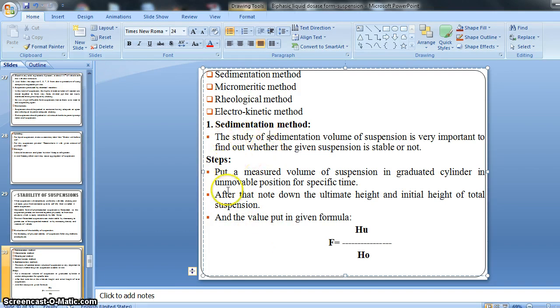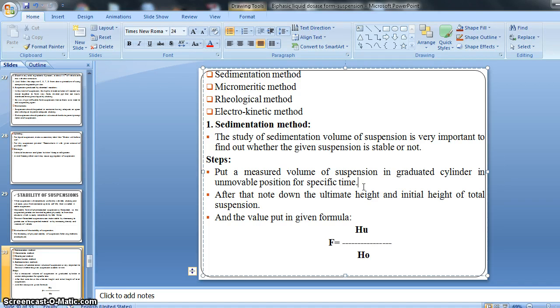Then first step, that is, put a measured volume of suspension in a graduated cylinder in an unmovable position for a specific time. First of all, we need to measure a specific amount of our prepared suspension, whatever we need to perform our sedimentation method, right? Means whatever suspension we prepare, from that some portion we have to take and measure it properly, right? And after measuring the volume of suspension, we need one graduated cylinder.